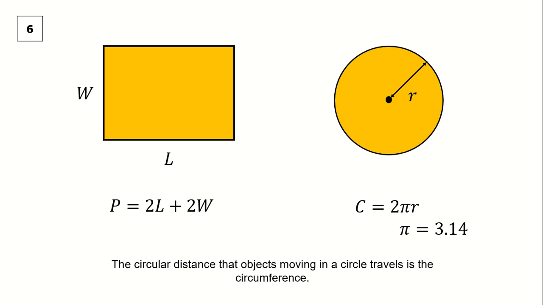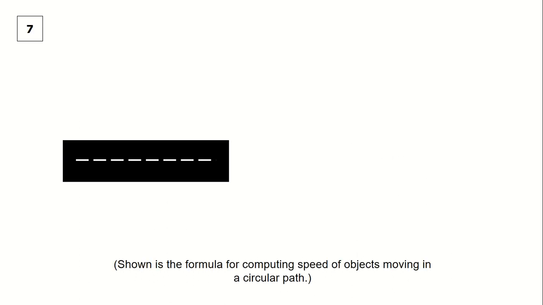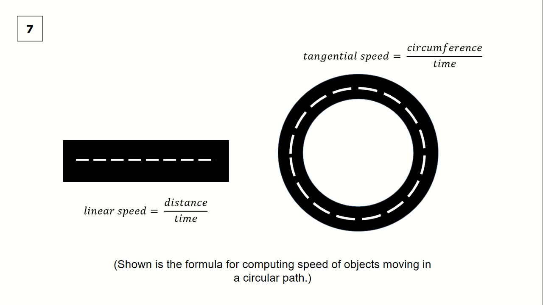However, you can use this formula to compute it. Circumference is equal to 2 pi times the radius, or c is equal to 2 pi r. Of course, the value of the constant pi is equal to 3.14. So, if the average speed of an object moving on a line, or its linear speed, is computed this way, then the linear speed of an object moving on a circular path is simply equal to the circumference divided by the time.